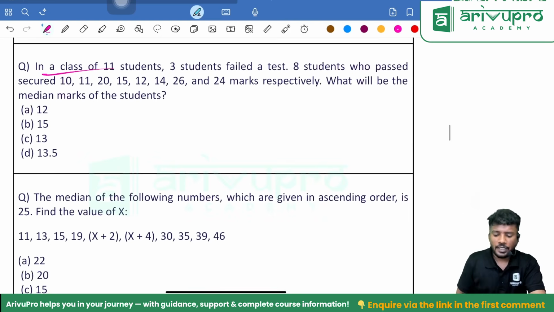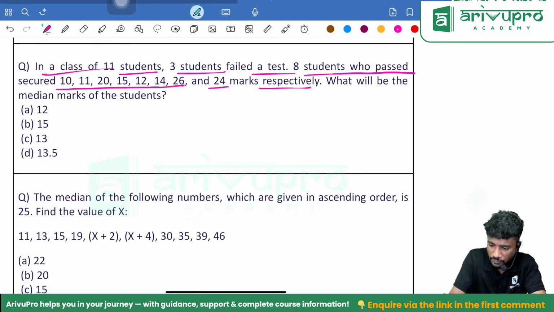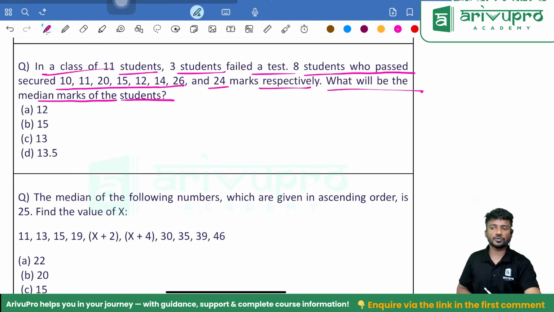So look here, people. Another question. In a class of 11 students, 3 students failed a test. The 8 students who passed secured 10, 11, 20, 15, 12, 44, 26 and 24 marks respectively. What will be the median marks of the students? How to do this?